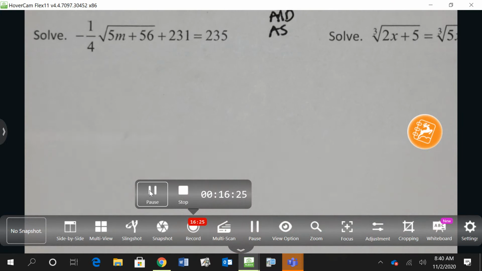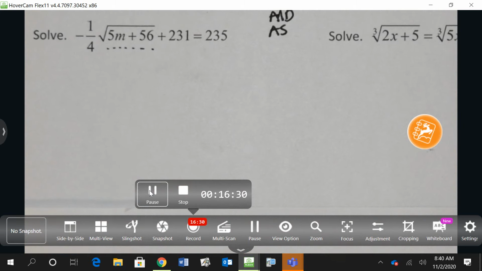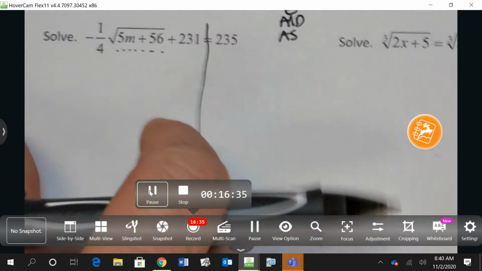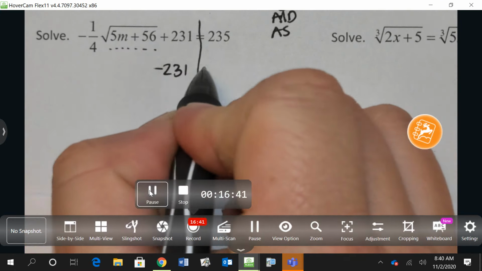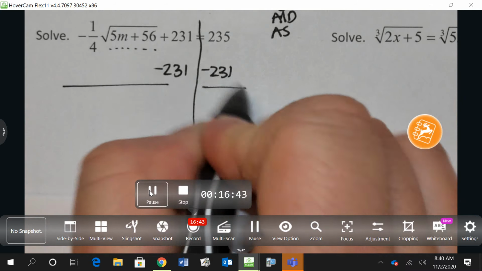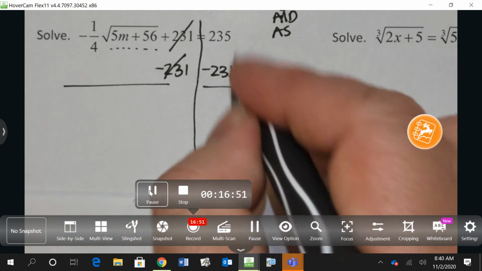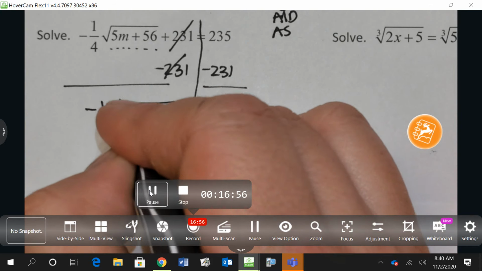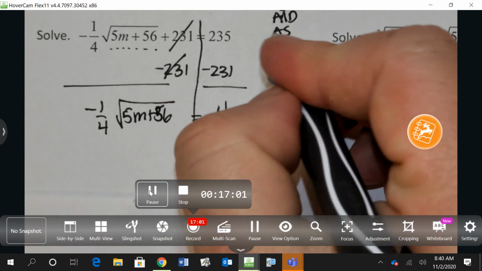So on the side that contains the variable, in this case an m, I'm looking for anything on this side that has adding or subtracting, outside of the radical, of course. And so I'm going to do the opposite operation. So opposite of adding and subtracting. And positive 231 and negative 231 combine to give you a 0. That happens on the left. On the right, they combine to give you 4. And so I'm taking care of adding or subtracting.